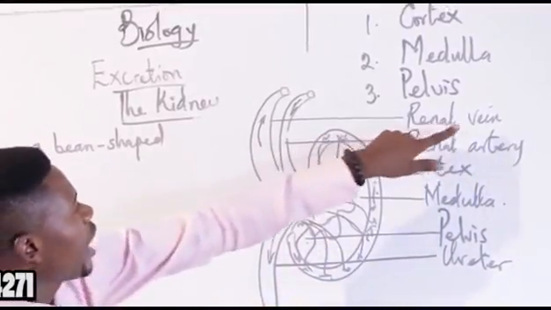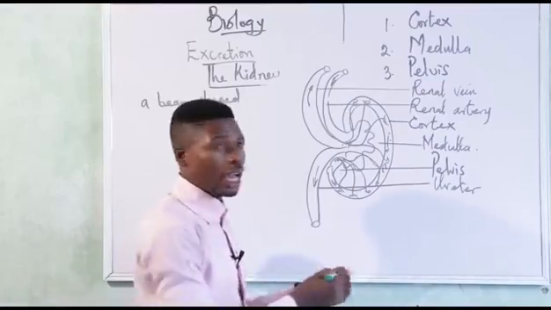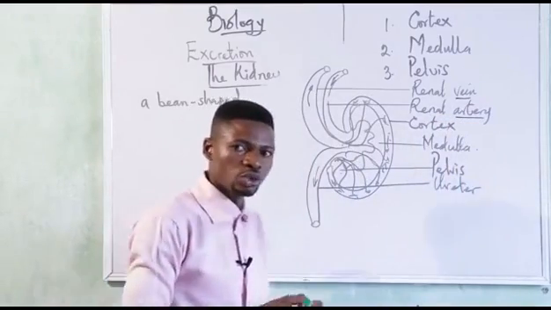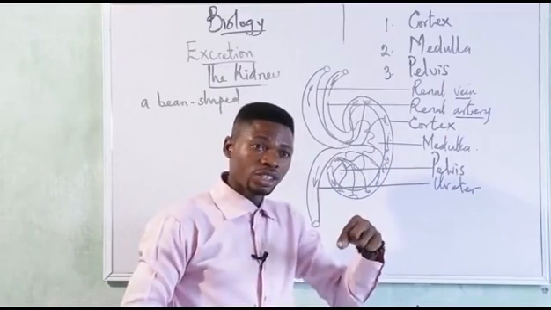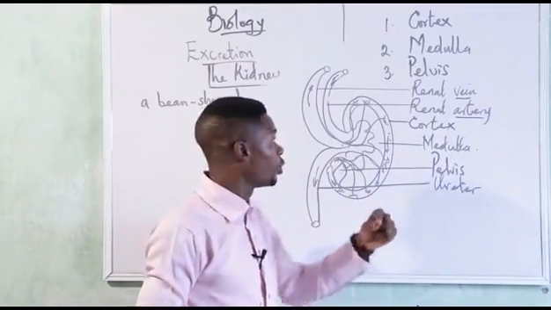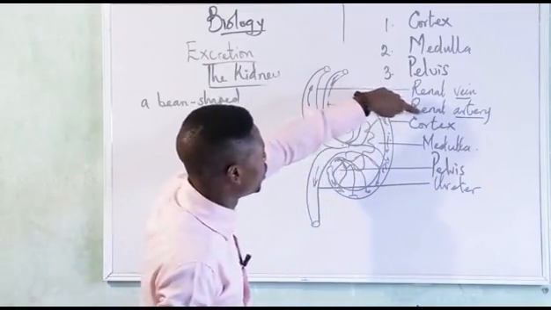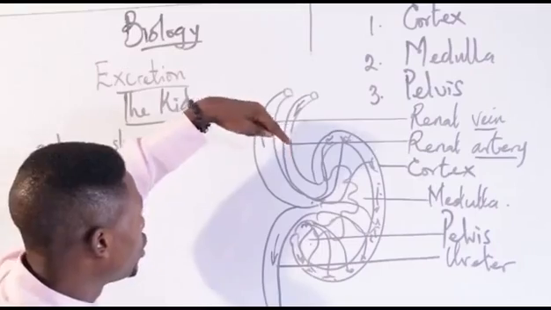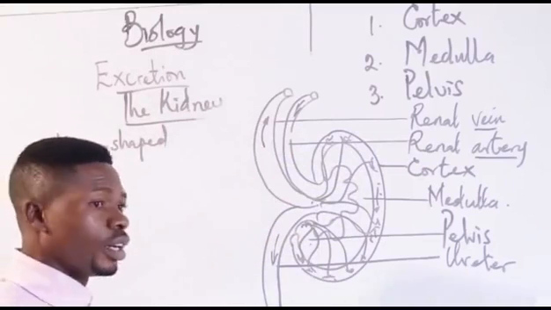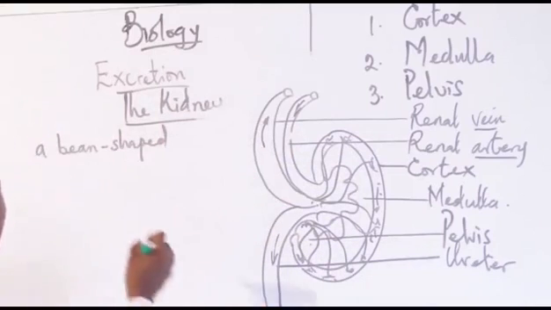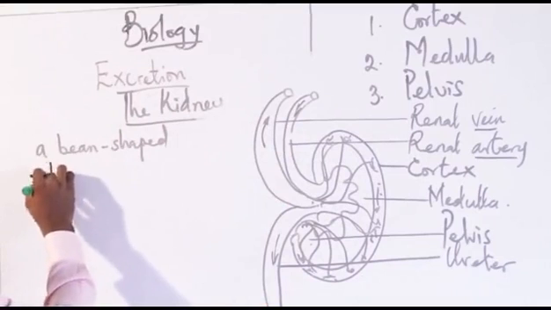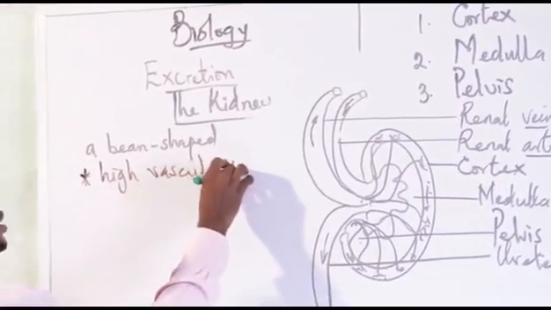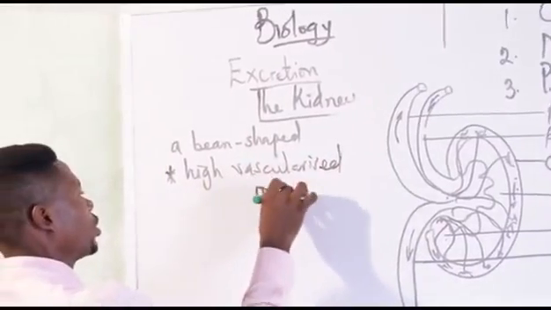Now, the renal vein, as the name implies, you have the vein, you have the artery. You know, the function of the vein is to take blood, in this case deoxygenated blood, away. Now, here, the renal artery brings blood into the kidney and circulates it round, and it's important for us to also tell you that the kidney is a highly vascularized organ, supplied with blood.